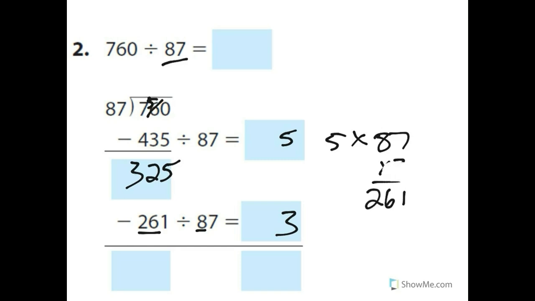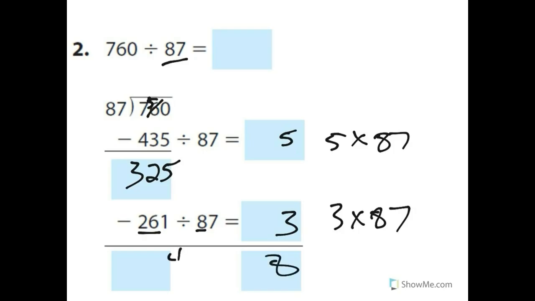So let me erase that. So they got 3 times 87. So they got 8, and then when they subtract, they got 4. 12 minus 6 is 6, so 64. 64 is my remainder. Why? Because it's less than the divisor. It's a big number, but it's still less than the divisor. So we're going to have 8 remainder 64.